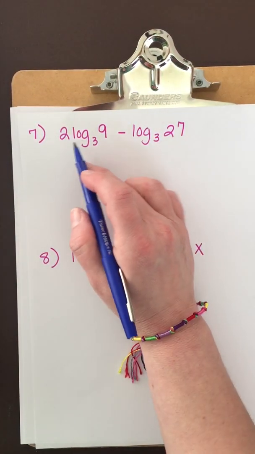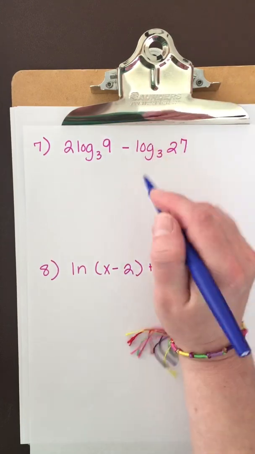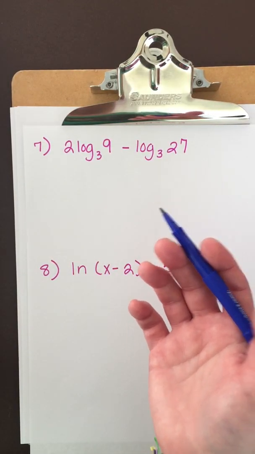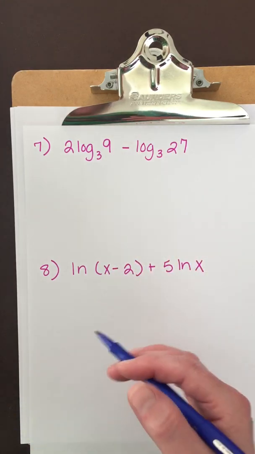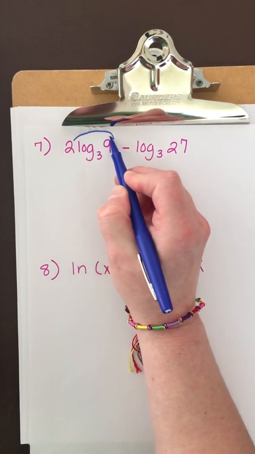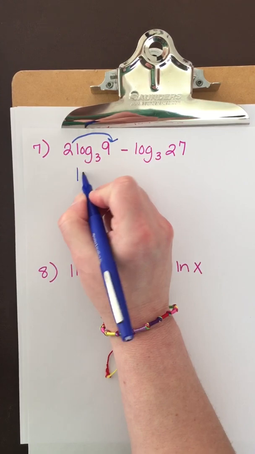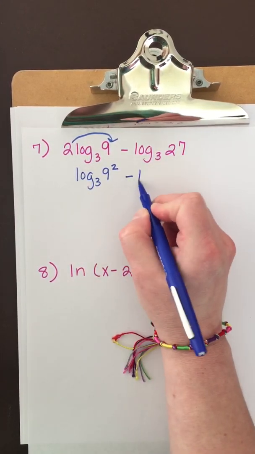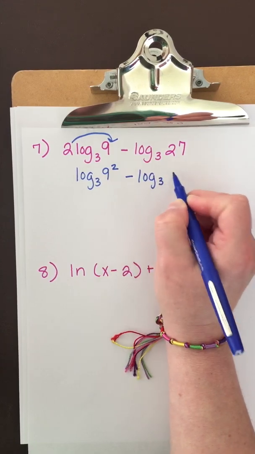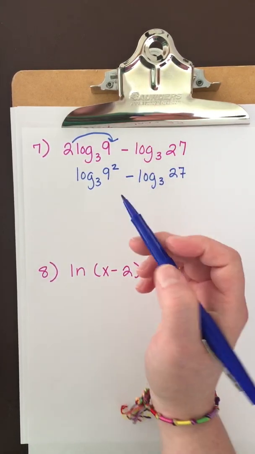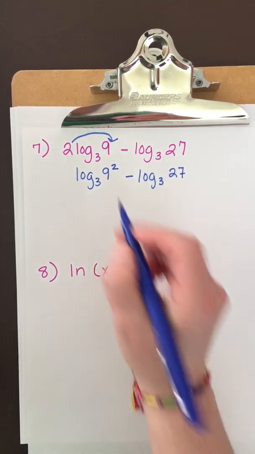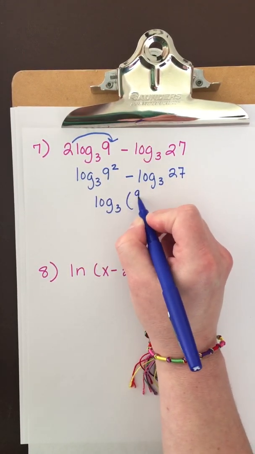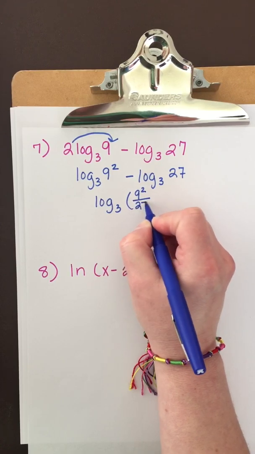We have 2 times the log base 3 of 9 minus the log base 3 of 27. You could simplify those right now. I'm going to go ahead and just use our condensing properties. So I'm going to make that a power. So we'll have the log base 3 of 9 squared minus the log base 3 of 27. And then this is subtraction, so I can change it to a quotient. So that would be the log base 3 of 9 squared divided by 27.